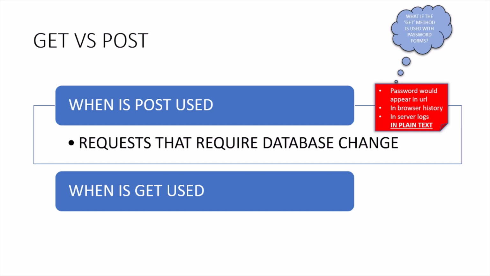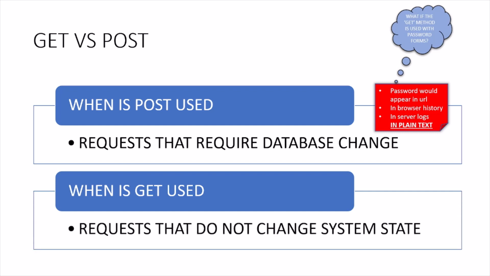So when is a get method used then? The get method is used, for example, like we saw on the last slide, to fetch a resource from the server, meaning for requests that do not change system state.